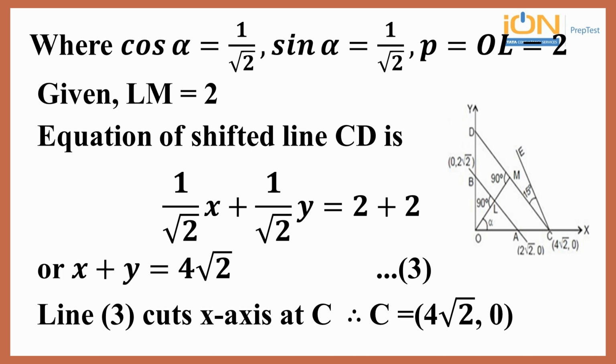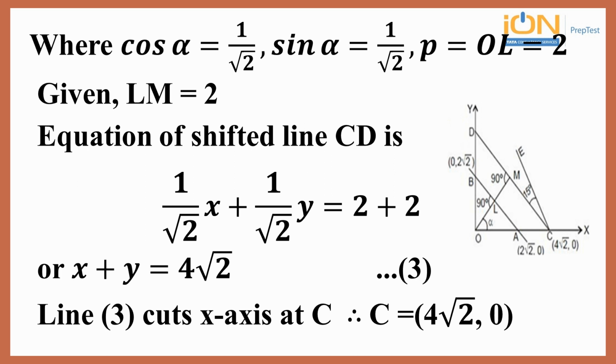Therefore, the equation of the line CD shall become x by root 2 plus y by root 2 equal to p, which is now made 2 plus 2. So, therefore, we have x plus y equal to 4 root 2. Therefore, the equation of CD is x plus y equal to 4 root 2. And you know that clearly the slope of the line CD is tan 135.